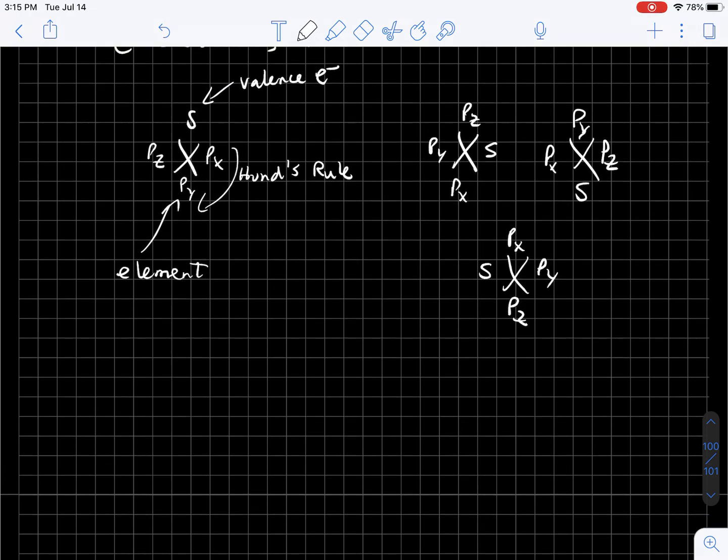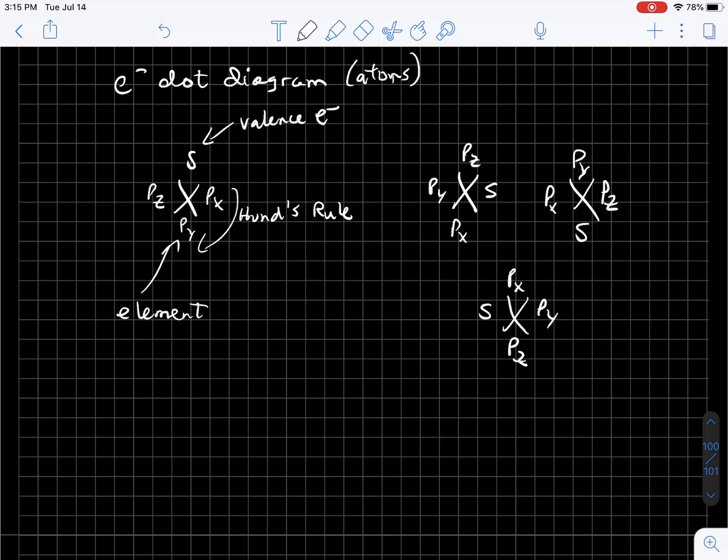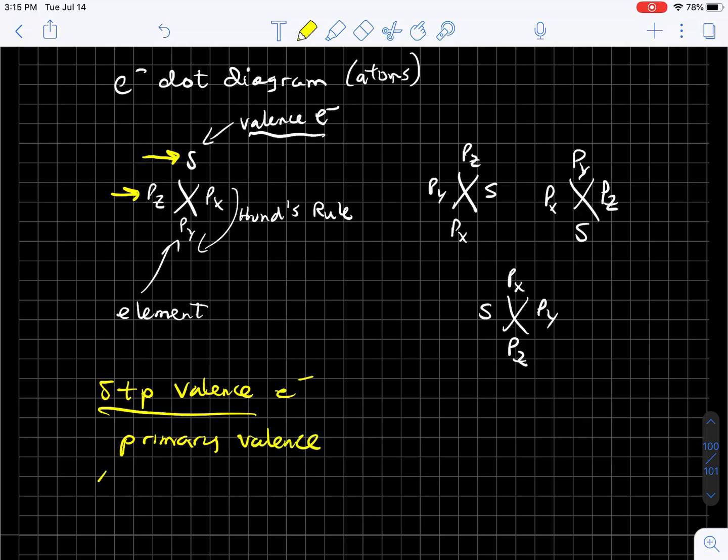All right, so suppose they give you... well, even before we do that, something to notice about these valence electrons. Notice that in the diagram, they're only using the s shell and the p shell electrons. When we deal with s and p valence electrons, they are called primary valence. And they're used to create things like ionic and covalent bonds.